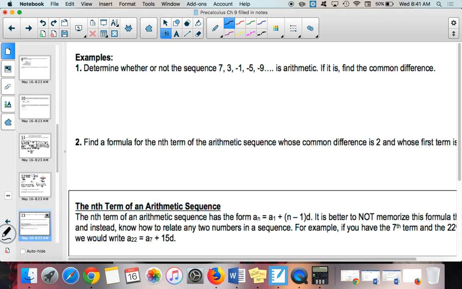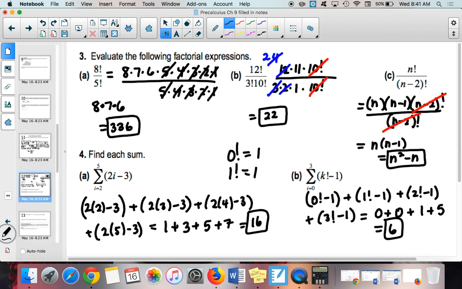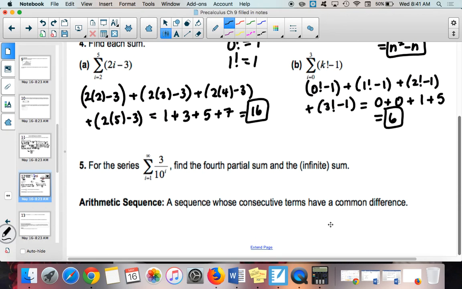All right, so this says determine whether or not the sequence 7, 3, negative 1, negative 5, negative 9 is arithmetic. Okay, so if something's, did I skip something? I skipped a bunch. Maybe I can get on here. Oh, here it is, okay.